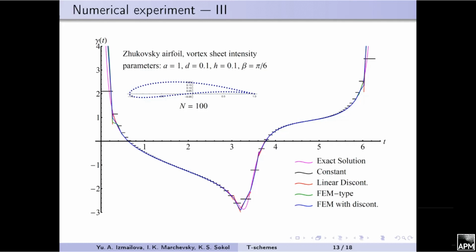Here in the figure, the solution is unbounded, and the accuracy of numerical schemes drops sharply, and it leads to decrease. And what is gamma small here? Vortex sheet intensity. So it's vorticity. Yes. Okay. Well, the solution is unbounded, and the accuracy drops sharply.